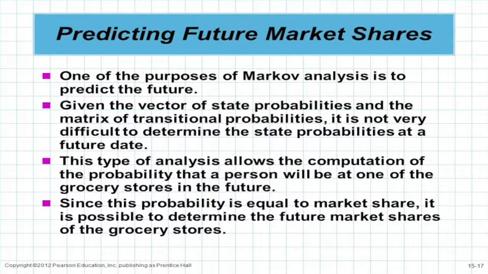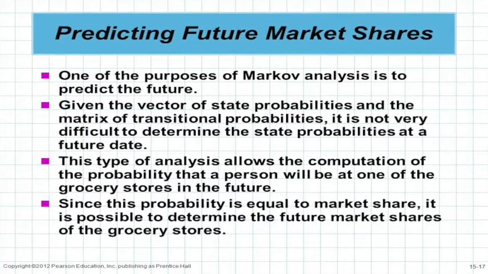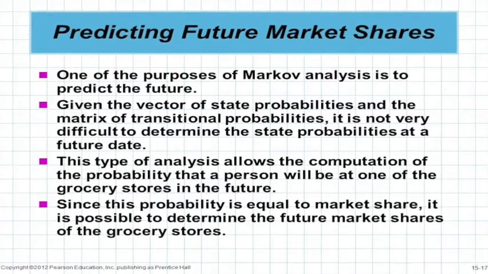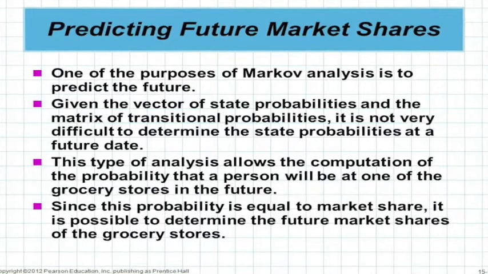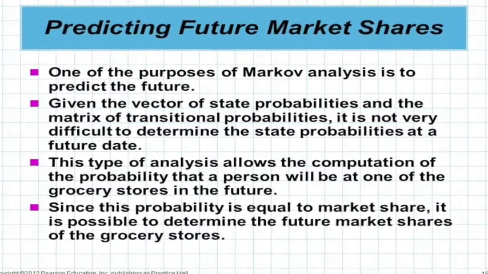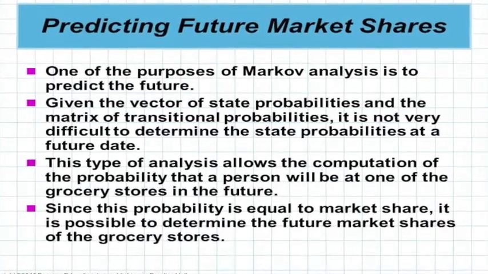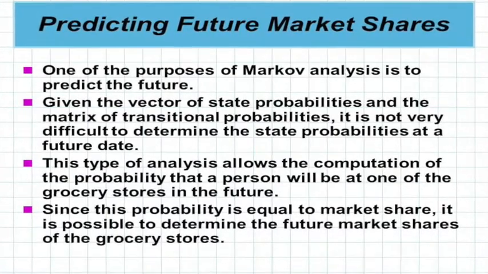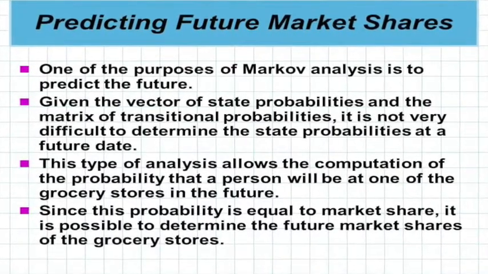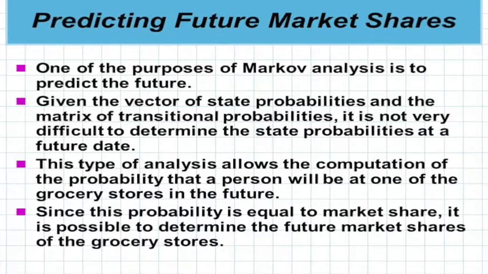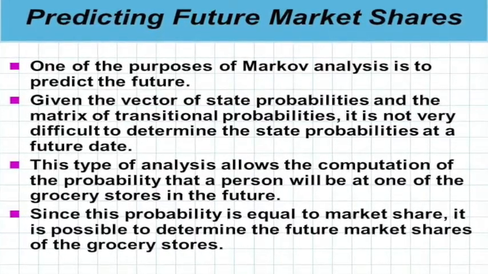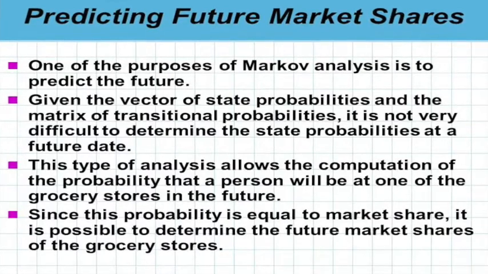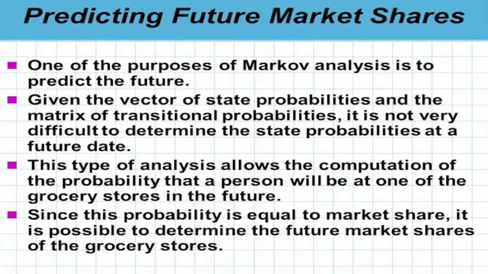Predicting future market shares. One of the purposes of Markov analysis is to predict the future, given the state probabilities and the matrix of transition probabilities. It is not very difficult to determine the state probabilities at a future date. This type of analysis allows the computation of the probability that a person will be at one of the grocery stores in the future. Since this probability is equal to market share, it is possible to determine the future market shares of the grocery stores.